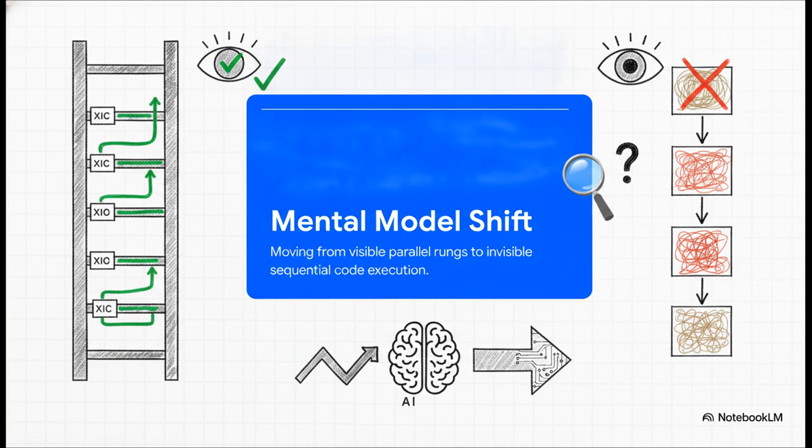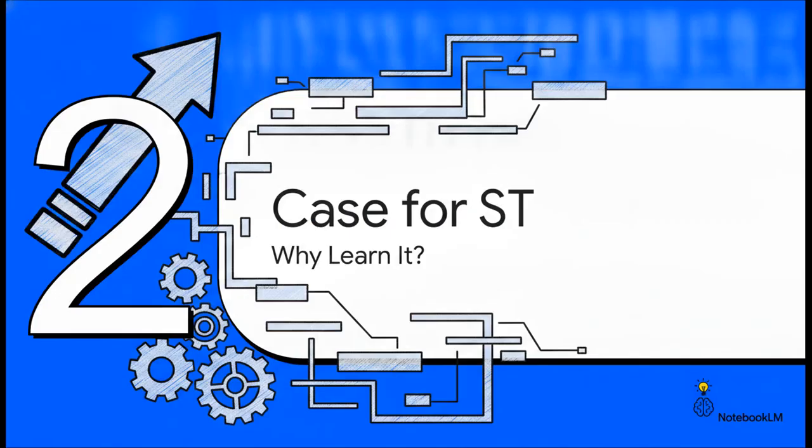Because of this, execution order bugs and race conditions become completely invisible to the eye. They exist purely in the text structure. You literally can't just trace a green line anymore. Moving on to part two, the case for structured text.